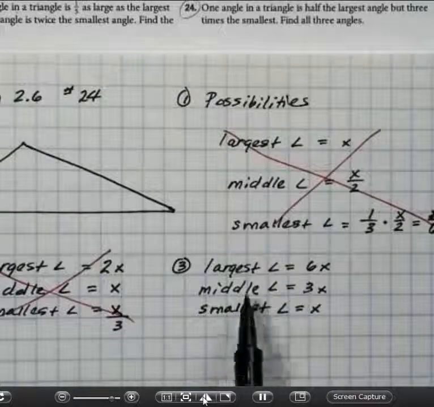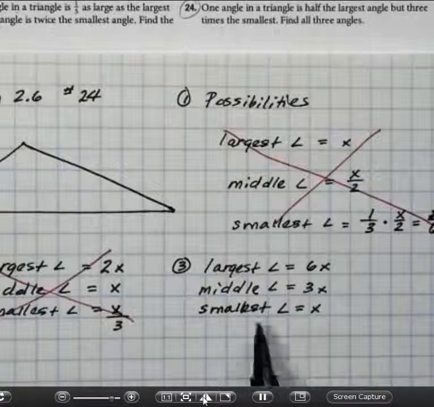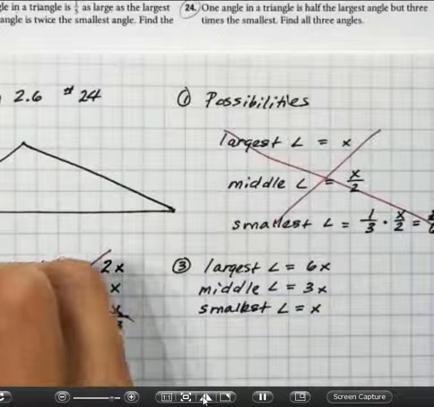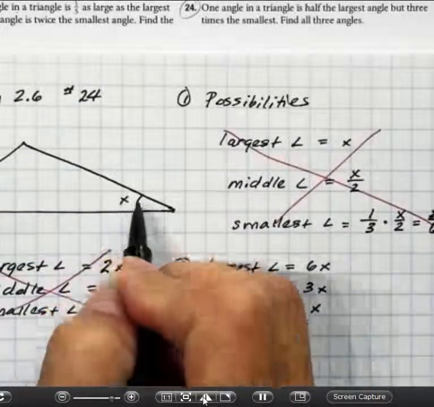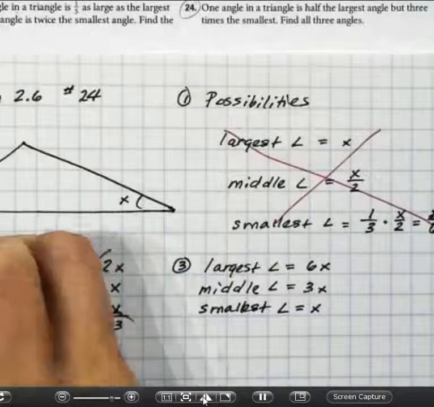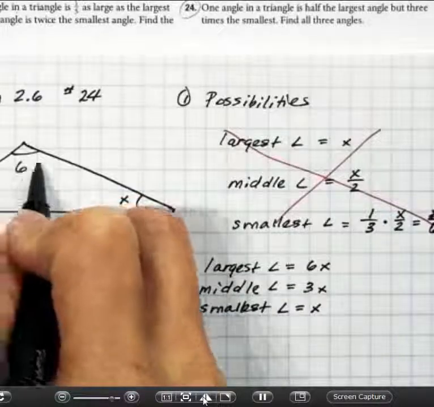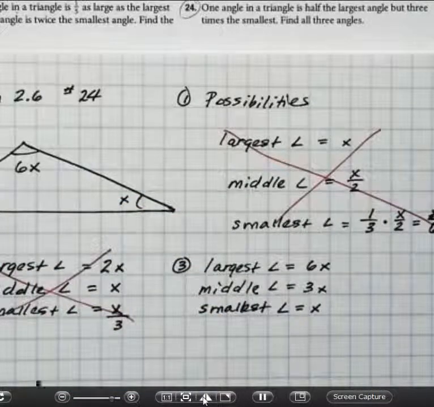So now we're going to go ahead and write an equation using this information. This looks like the smallest one, we're going to call this one x. This looks like the next size, we'll call this 3x. And then this one here, we're going to call this 6x. All the angles in this triangle have to add up to 180 degrees.